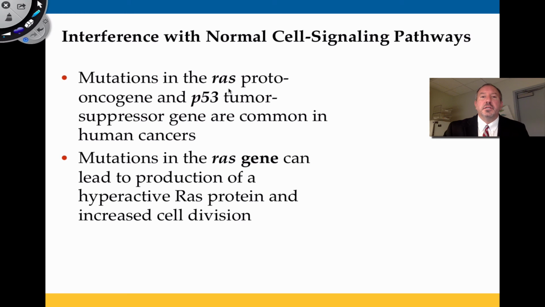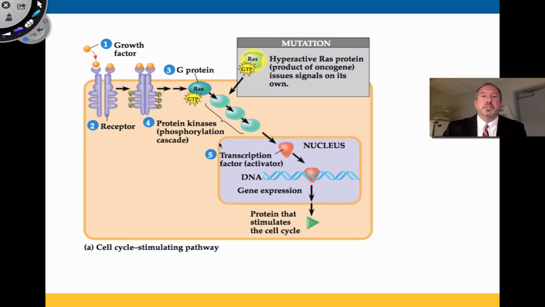So a mutation in a RAS proto-oncogene. Okay, so RAS is rat sarcoma. The RAS proto-oncogene and p53 tumor-suppressor genes are commonly mutated in human cancers. So these areas are highly studied. A mutation in the RAS gene can lead to hyperproduction of RAS proteins and increased cell division. And the RAS protein, if you're not familiar with this, is a classic G protein, which is involved, as I was mentioning before, in the signal transduction pathway.